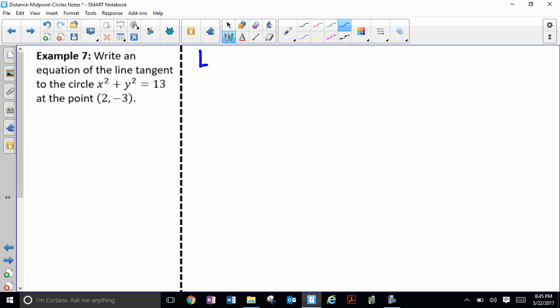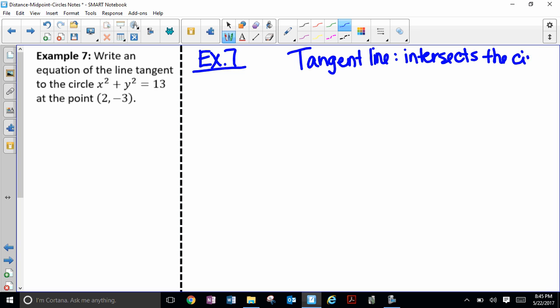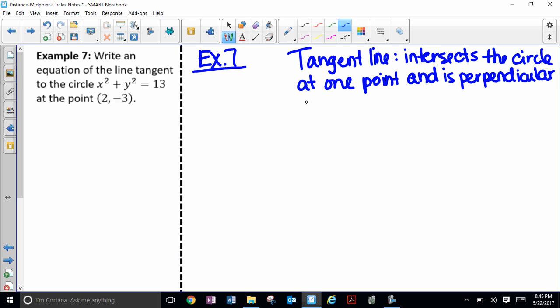All right, example 7. Write an equation of the line tangent to the circle, x squared plus y squared equals 13, at the point 2, -3. So tangent line intersects the circle at one point and is perpendicular to the radius.